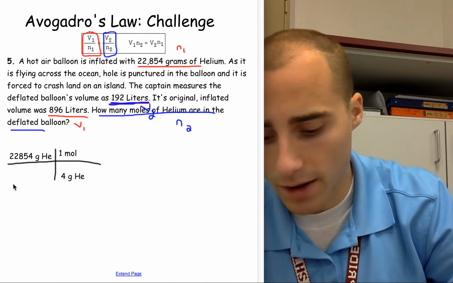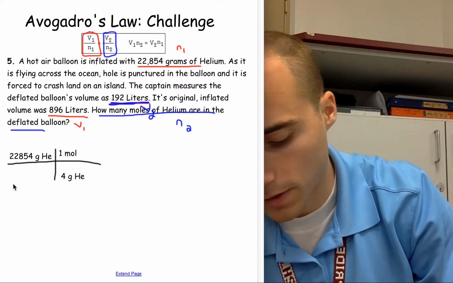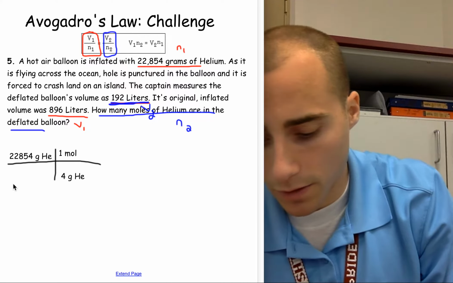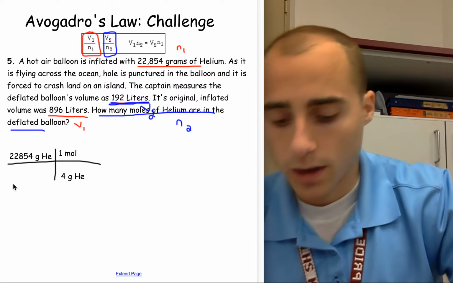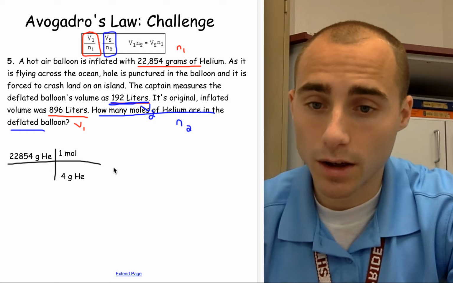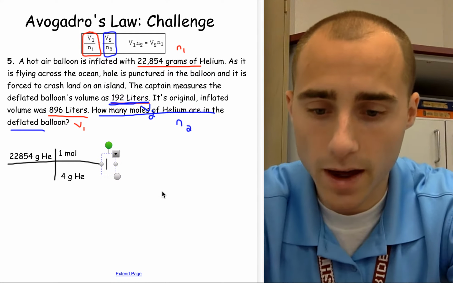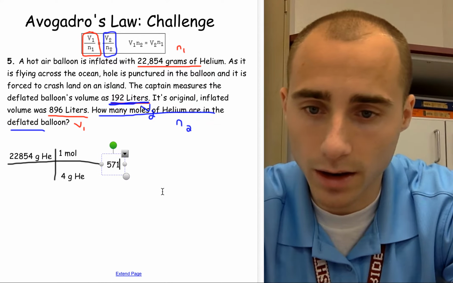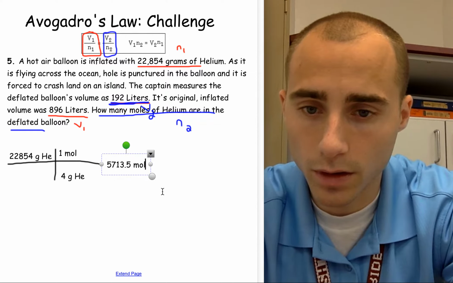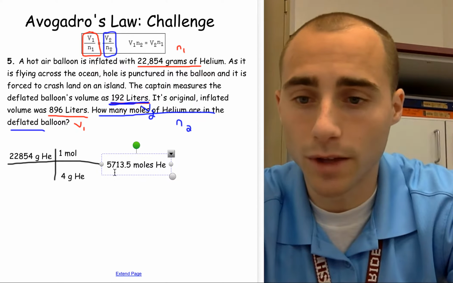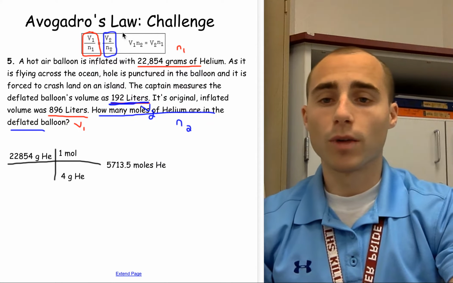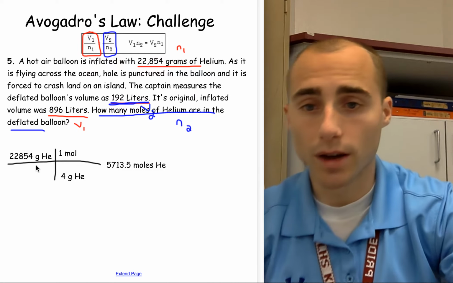We end up just doing 22,854 divided by 4. So let's figure out what that is. 22,854 divided by 4. That means we have a large number of moles. We're going to end up with 5,713.5 moles of helium in our inflated balloon. Okay, now that we've converted that to moles, now we can set up our ratio using Avogadro's law.